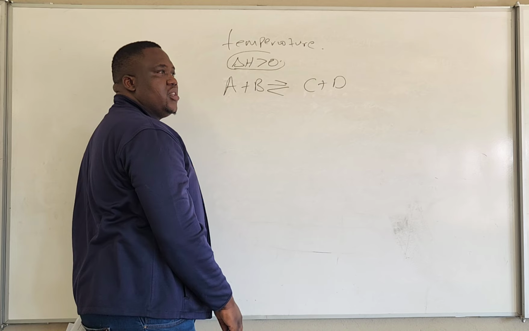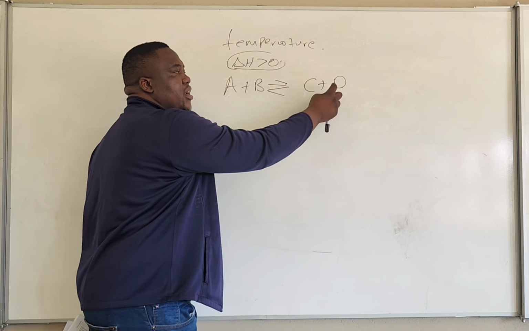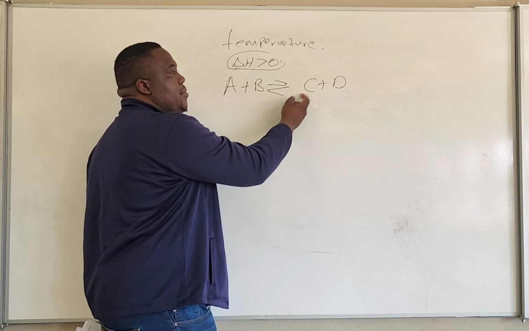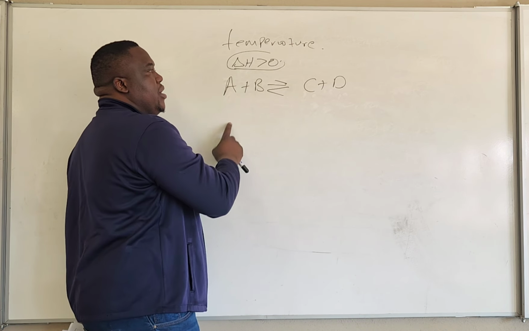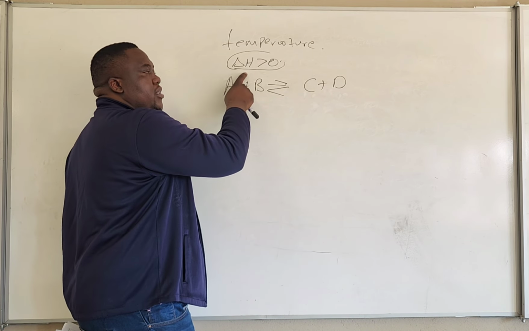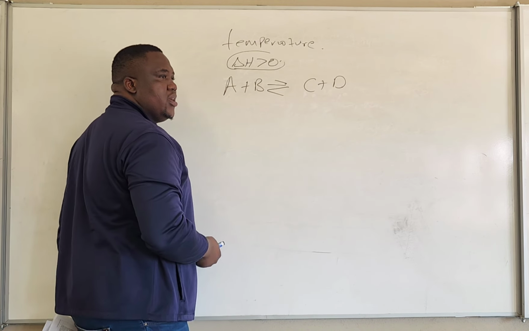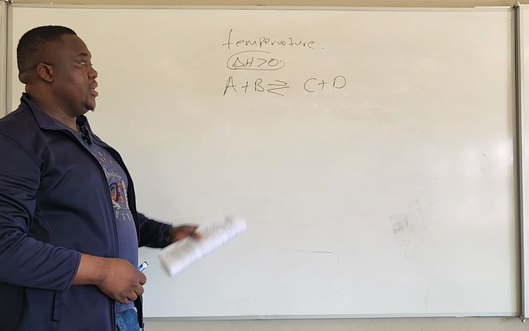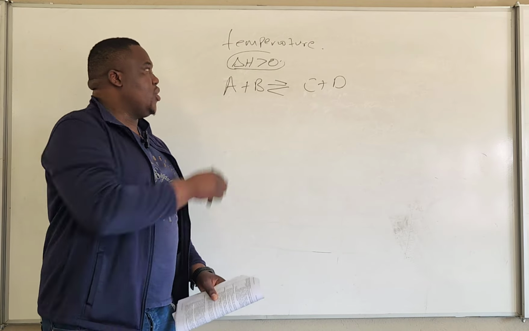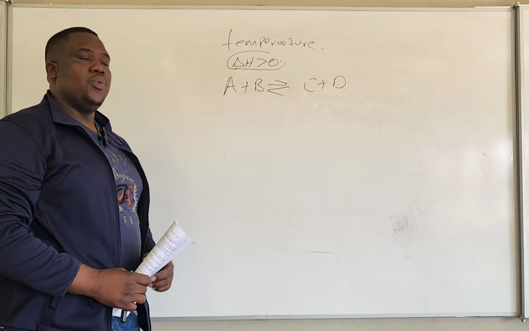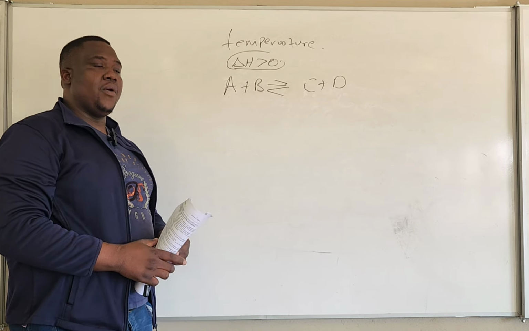That is the forward reaction. Forward reaction is the formation of C and D. Then the reverse reaction is the formation of what? Of A and B. Can you see? The reaction is endothermic, meaning the formation of C and D is endothermic because of this delta H greater than 0, which is talking about the forward reaction.